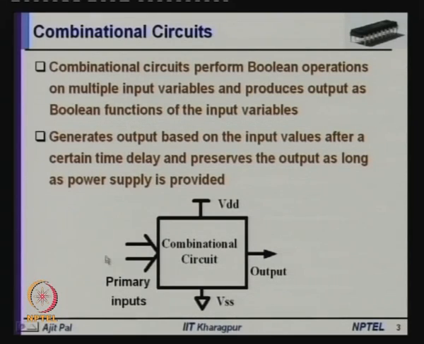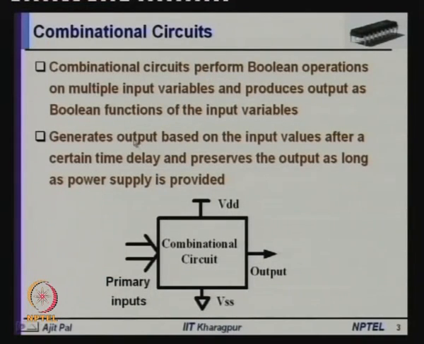Now, you may be asking, what is the number of primary inputs which are used in present day VLSI circuits? You will be surprised to note that the number of inputs of present day combinational circuits can be as high as 100 or even 150. That means the number of inputs fanning into the combinational circuit is increasing, and whenever you are realizing a combinational circuit with such a large fan-in, obviously it cannot be realized by a single gate. You have to realize it by a network of gates.